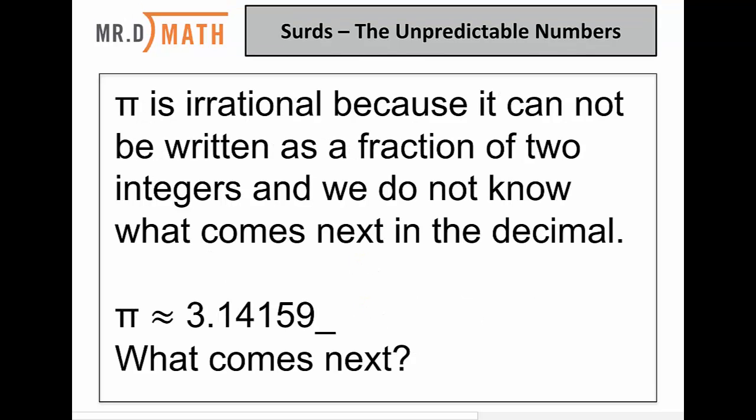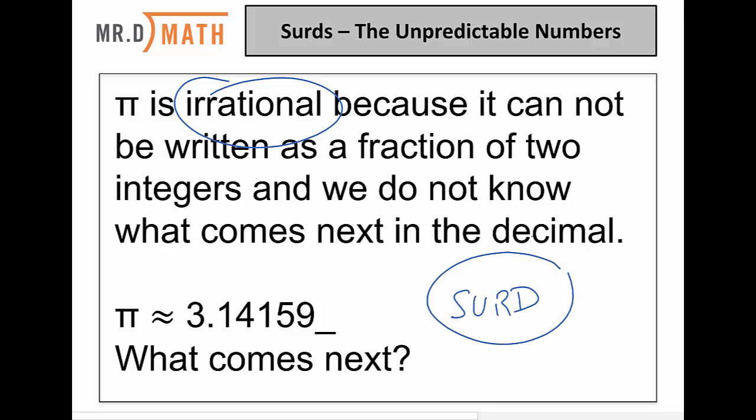But pi, that's an irrational number. Another word for irrational is surd. An irrational number is just another word for surd, or surd is just another word for irrational numbers. Depends which word you heard first, doesn't it? So check it out. Pi is irrational. Why? It can't be written as a fraction of two integers. We try, but we just can't do it. So what comes next in the decimal? I don't know. Do you know? You might say, well, I learned it out a few decimal places. But we don't know what comes next. Because we don't know what comes next, that makes it irrational. Because it's irrational, pi is what we call a surd. That's why we say surds are the unpredictable numbers.